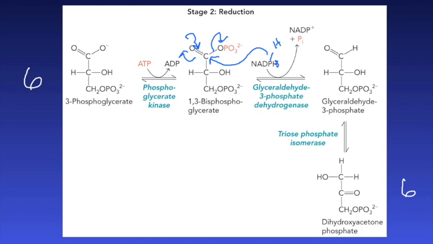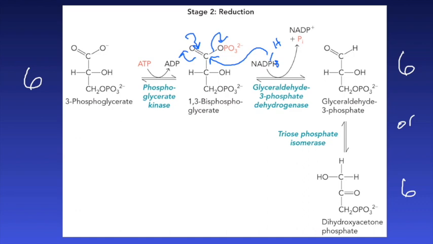Now, to do that, I invested energy in the kinase, and I invested energy in this glyceraldehyde 3-phosphate dehydrogenase. The dehydrogenase part of that name tells you hydrides most likely are going to be moving. And I get glyceraldehyde 3-phosphate, which is what we saw as the product, and I said we can end up with 6 of these, or we can end up with 6 of those, dihydroxyacetone phosphate. Have you seen this particular reaction before?